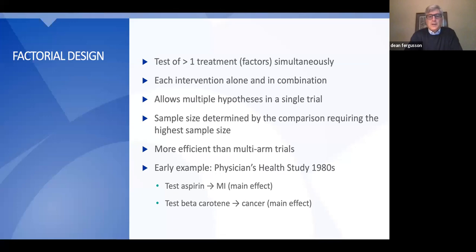than multi-arm trials. An early example of such trials was the Physicians' Health Study, conducted in the late 70s and early 80s. I think it wrapped up in the mid 80s. The participants were physicians, and they were randomized to test whether aspirin versus placebo reduced myocardial infarction. And at the same time, they were testing whether beta carotene versus placebo reduced cancer.